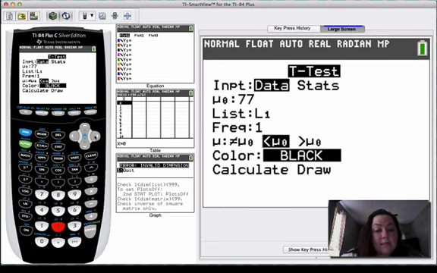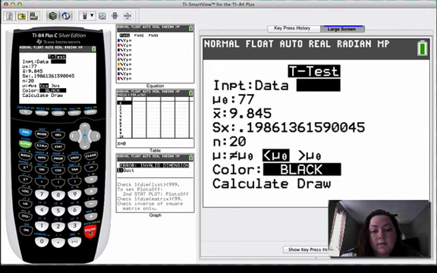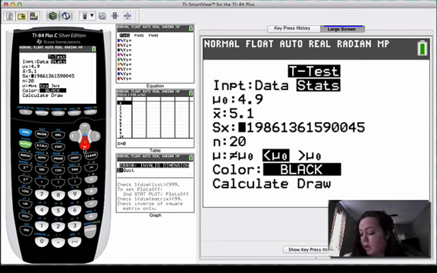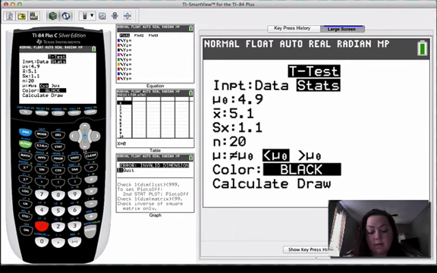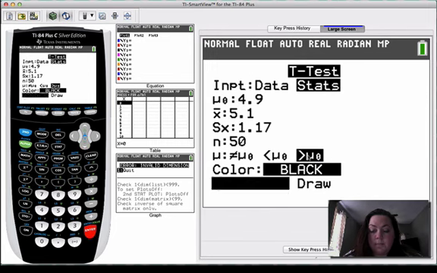They gave us stats, not data. So I would put in for my null hypothesis, it was 4.9. For x bar, I had 5.1. For my standard deviation, I had 1.17. N was 50. I was doing a greater than. And calculate.